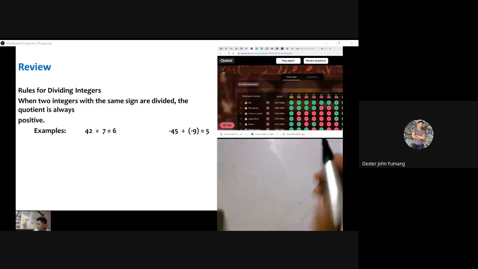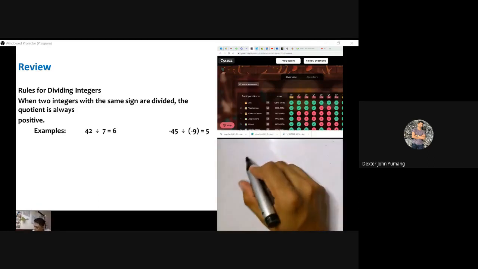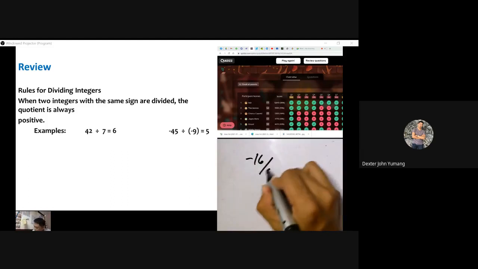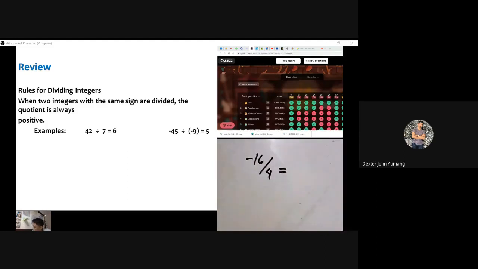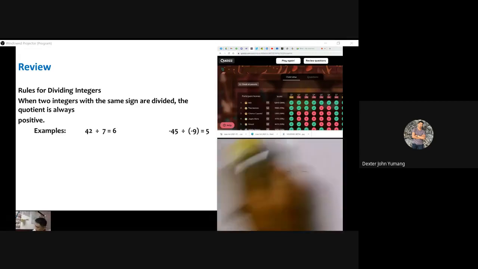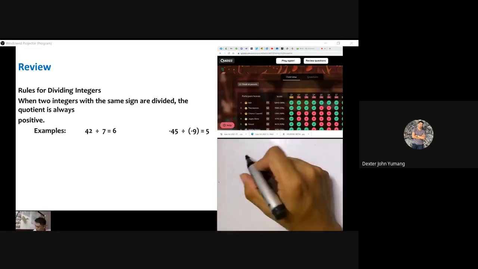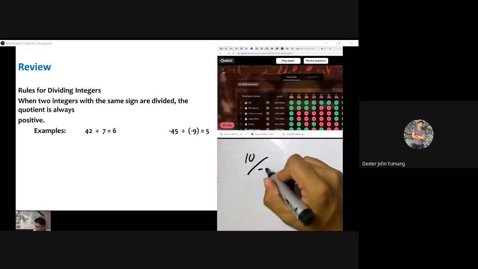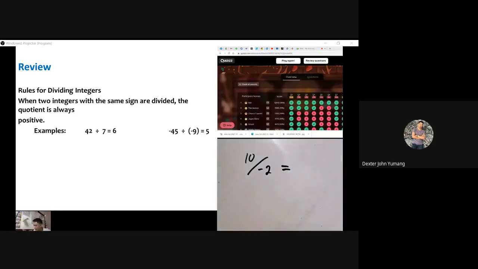Okay, kung magkaiba naman po, tulad nito, negative 16 divided by 4. In this case, isa negative yung isa positive. Automatic negative po yung sagot. 16 divided by 4 is 4. Okay, your turn. 10 divided by negative 2. Magkaiba po sila ng sign, dapat negative po ang sagot.